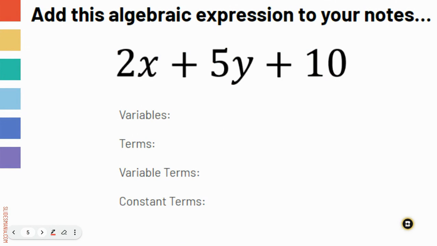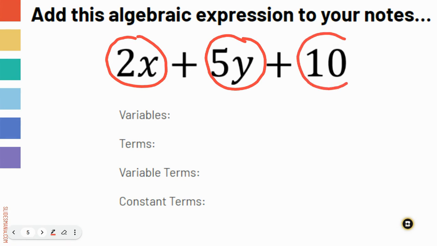So I have the expression 2x plus 5y plus 10. And it is an algebraic expression because it has variables, it has numbers, and it has operations. So the way that we determine how many terms are in an expression is if you see a plus or a minus sign, that is going to separate your terms. So in this expression, we have 3 terms. We've got 2x, we've got 5y, and we've got 10.